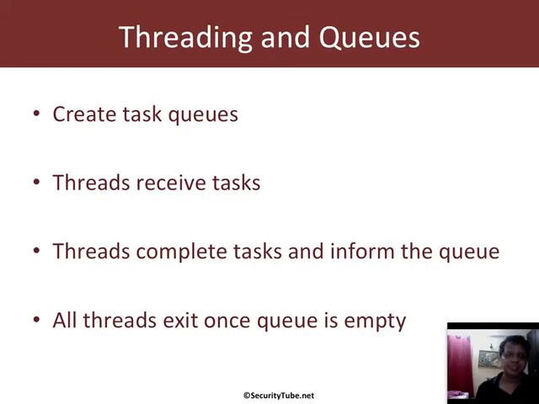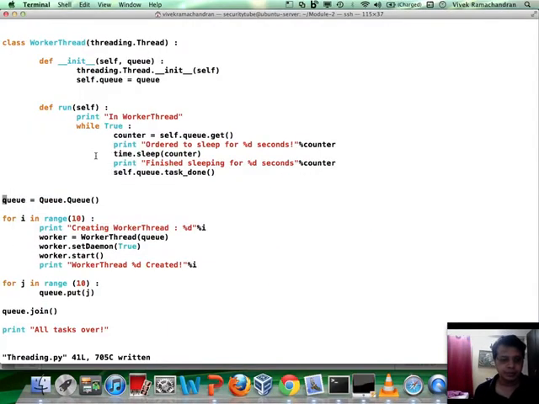So in this video, what we will look at is using the threading module in Python along with queues, how to go ahead and create task queues where we can post jobs, threads can receive those tasks or jobs, execute them, inform the queue that the task has been done, and then finally, once all the tasks are executed, the program exits. So let's go to our terminal.